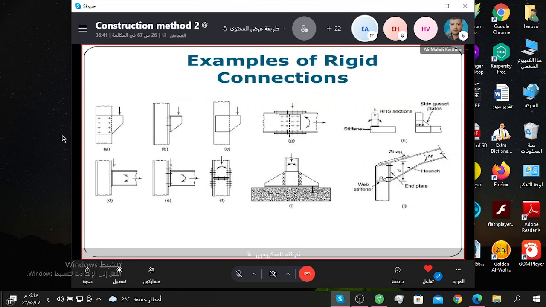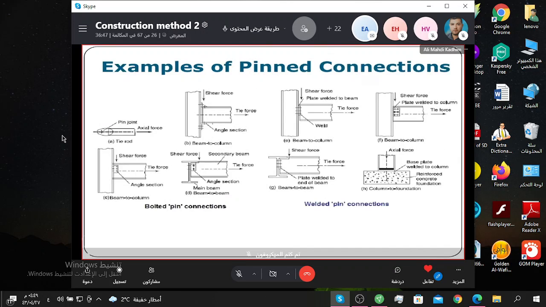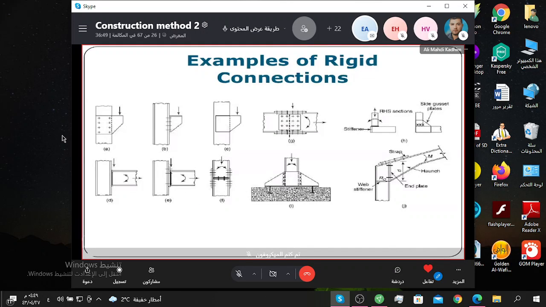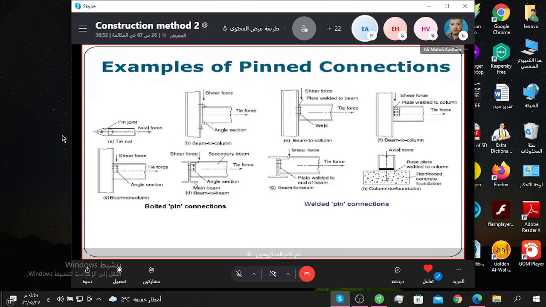Example of rigid connection. The figure is shown. Example of bend connection: bolted bend connection, welded bend connection.